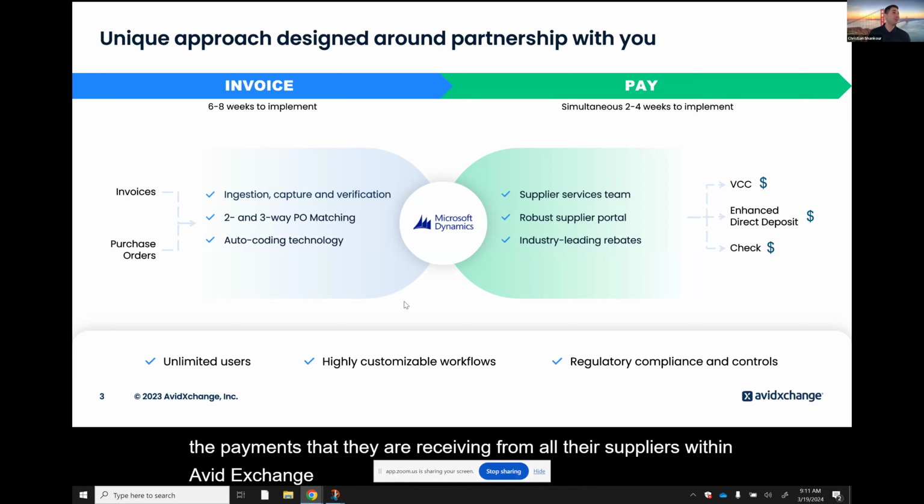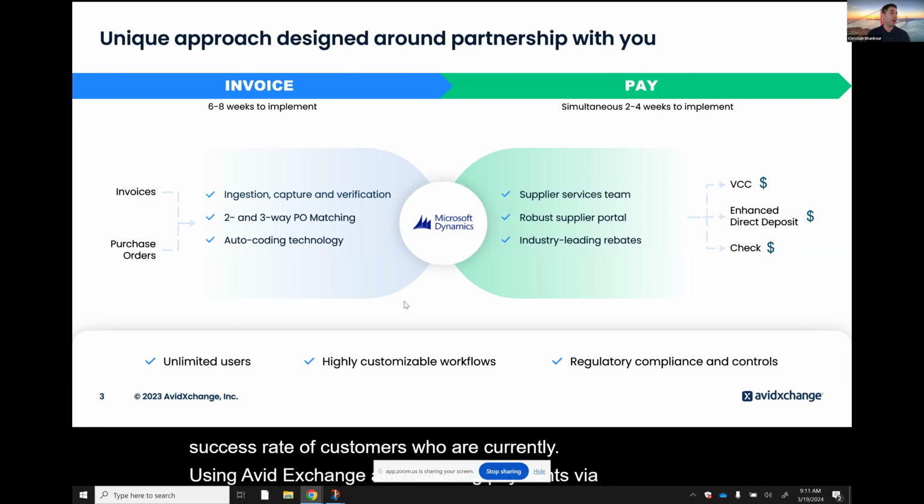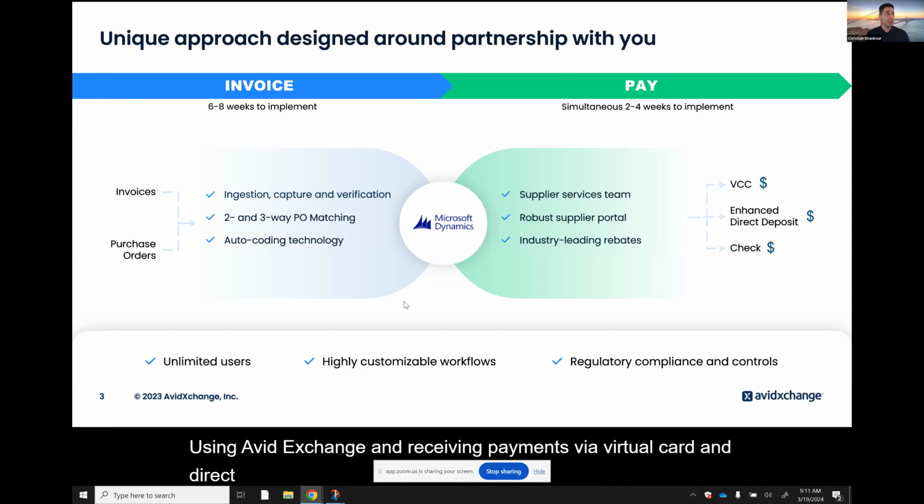And there are rebates associated as well. So we are monetizing payments, and we have a really good success rate of customers who are currently using AvidXchange and receiving payments via virtual card and direct deposit. And if they are receiving in those methods, and we see basically a rate of anywhere from 25 to 40% of your current vendor master list receiving payments in AvidXchange electronically, you will actually be receiving rebate earnings, which is really great. So you can invest back into your business.